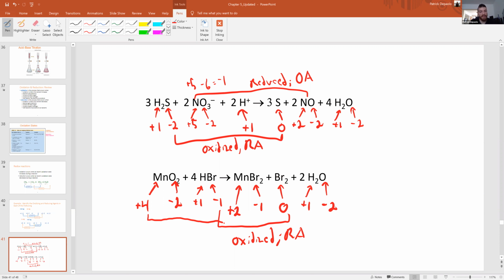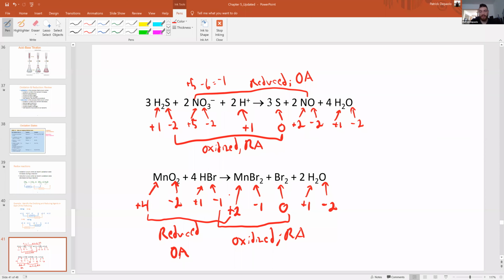Then for manganese, you have +4 and -2. It goes down, meaning it's reduced. And that is the oxidizing agent. Yes. Okay, so hopefully that example made sense.